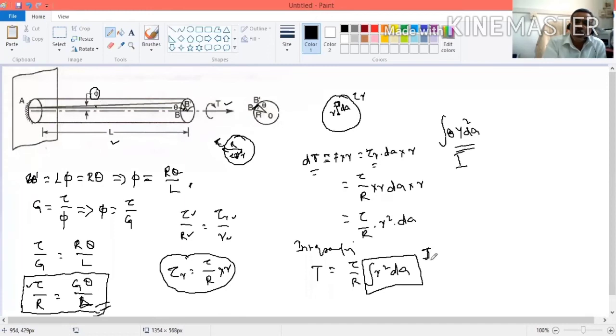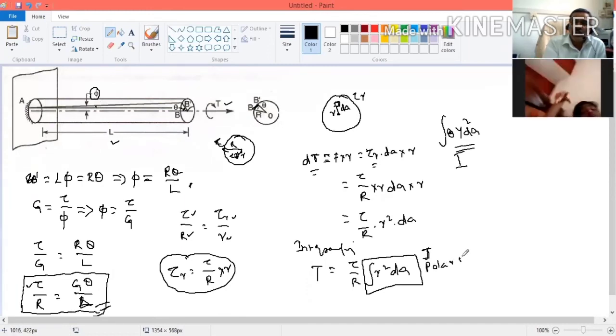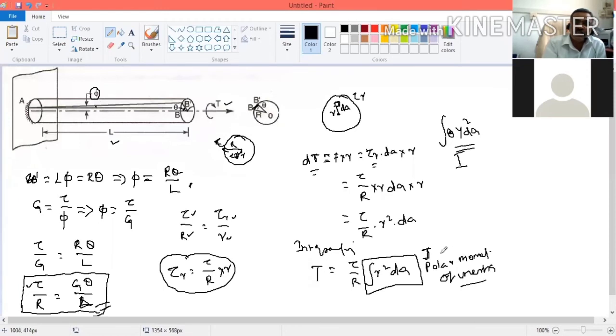This is called polar moment of inertia. J is equal to, for a circular shaft, pi d power 4 by 32. So now this is J. Then what is the equation? T by J is equal to tau by R. So this is the second relation.